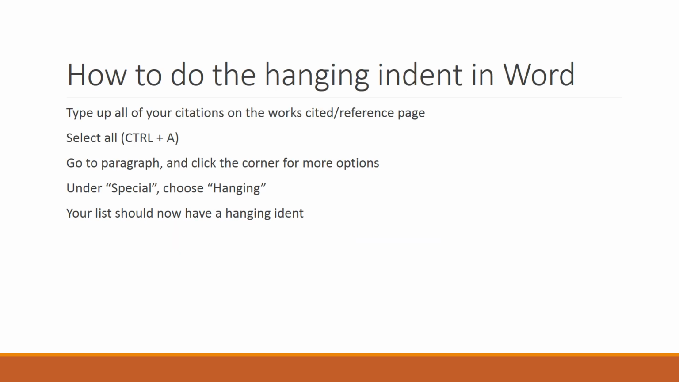So in order to do the hanging indent, if you notice all of them have that hanging indent where the first line sticks out and the last lines are tucked in. First, you just type up all your citations on the works cited or your reference page. Select all. You can do this by clicking Control and A at the same time. Go to Paragraph up at the top and click the corner for more options. Under Special, choose Hanging, and then after you save that, you go back, your list should now have a hanging indent.